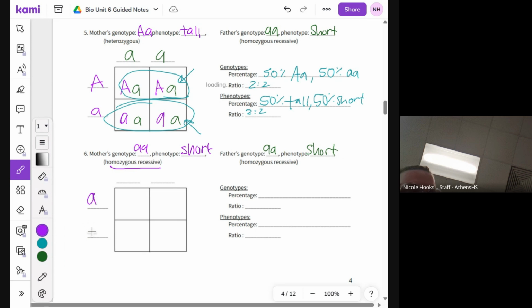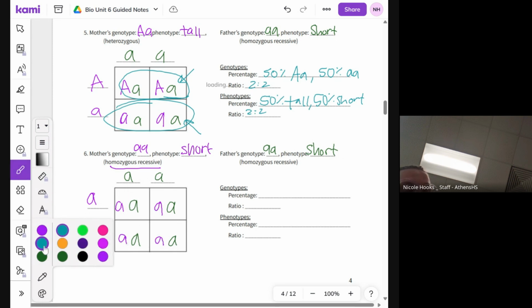Okay, so add mom's alleles on the side, add the dad's alleles across the top, bring the dad's alleles down, bring mom's alleles across. And so now I got 100% are all homozygous recessive. Ratio 4 to 0 because there's only one type and all 4 of them are in that type. And then 100% of them are going to be short. So we've got 4 to 0 again because 100% are short.